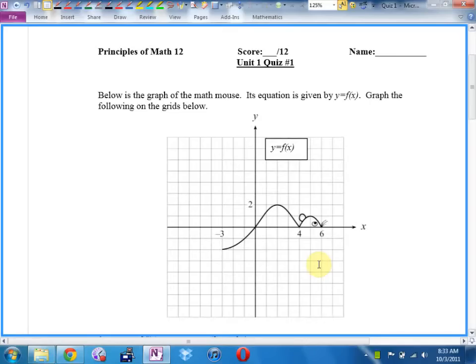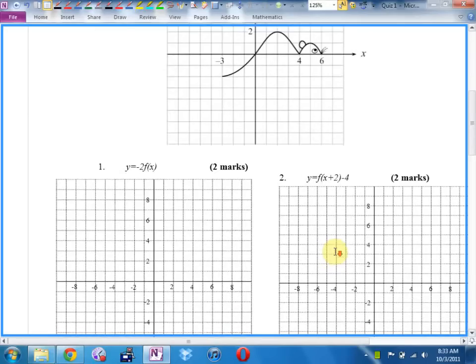Quiz number one, the math mouse. I thought we already wrote a quiz. Yeah, I typed that quiz up later on, and I called it quiz zero because I didn't feel like changing the numbering system. So the one you already wrote was quiz zero, quiz number one.